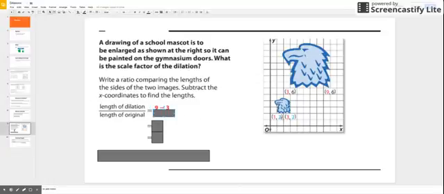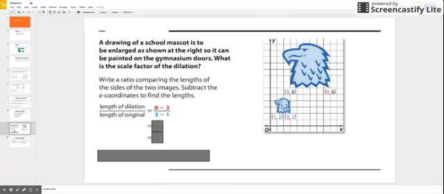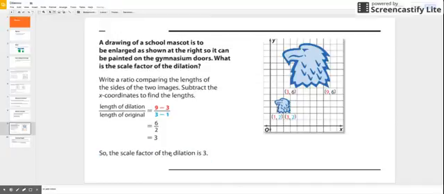Versus the length of the original. Well, how many boxes does it go across down here? Looks like it goes across 2, which makes sense because your ordered pairs' x coordinates are 3 and 1. So you can just subtract those 2, right? In other words, here you're finding the change in x, the horizontal change between these two ordered pairs. Same thing here, horizontal change. How many boxes are in between? 9 minus 3 is 6. 3 minus 1 is 2. So 6 over 2 gets you 3. So your scale factor of the dilation is 3.